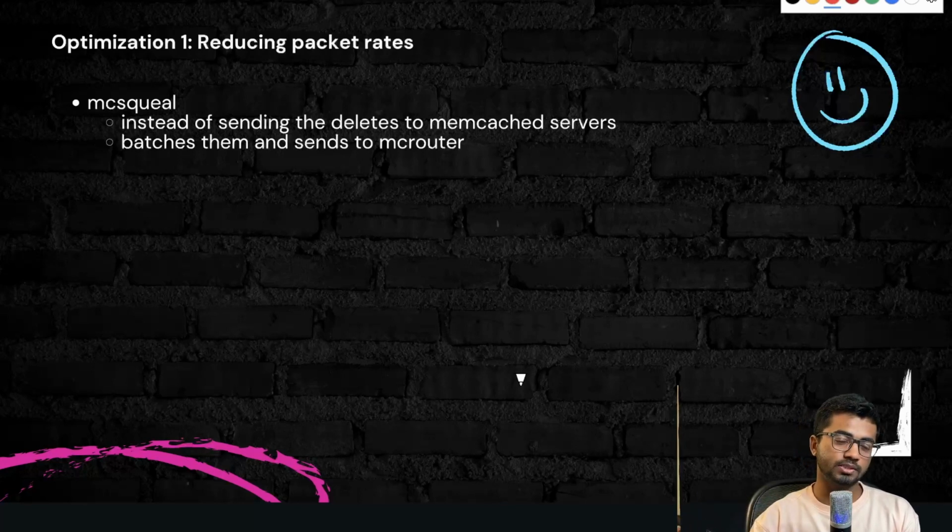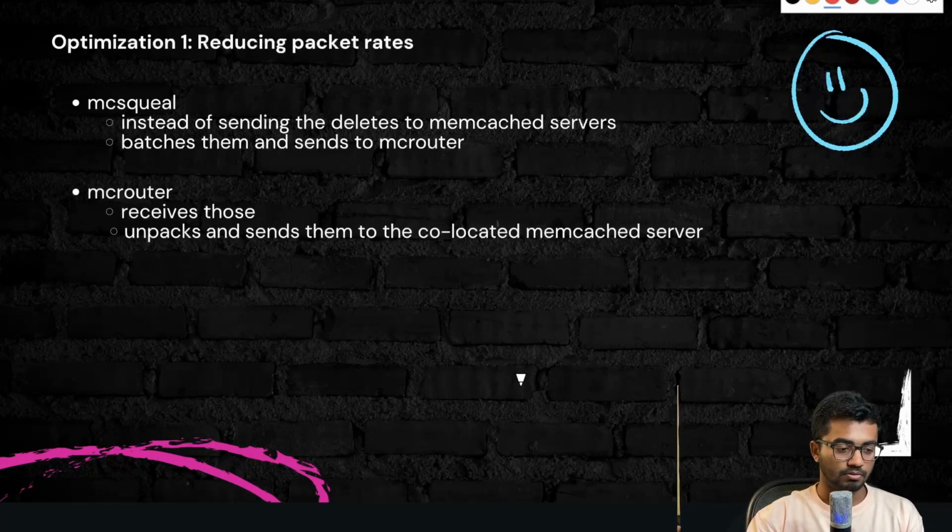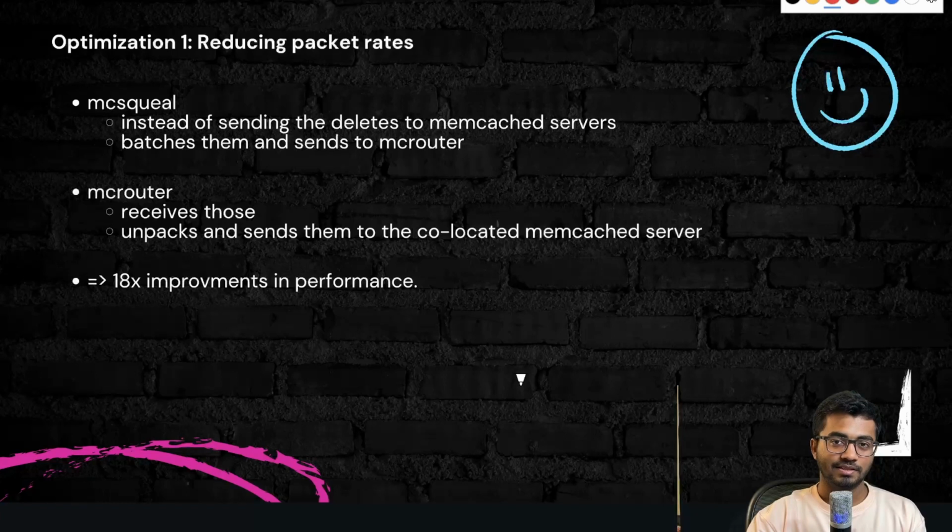So once MCSQL fans out the request to the right MC router, the MC router, with its data, will figure out where the actual request needs to be fanned out to. That is how it will send out to the co-located Memcache servers, reducing, of course, the packet rates. And this is hoping for an 18x improvement in performance, because now they have reduced the cross-cluster communication and given the responsibility to MC router, things are much simpler in this case.